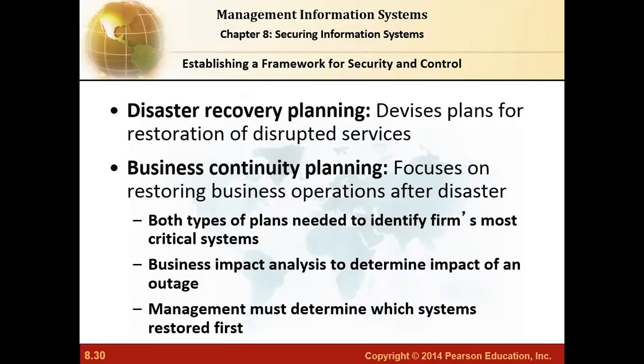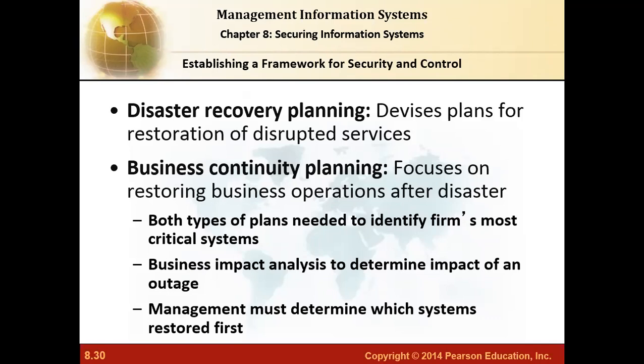Business continuity planning focuses on restoring business operations after a disaster. Both types of plans are needed to identify the most critical systems. So we need both disaster recovery planning and the second, called BCP, business continuity planning, so that the business functions continue to operate. Let's suppose something happened with the bank. Once this happens, how quickly can I restore those bank operations? This is called business continuity planning.